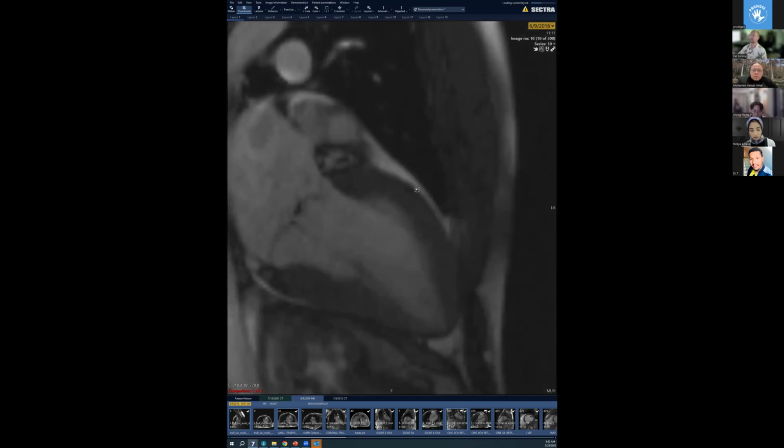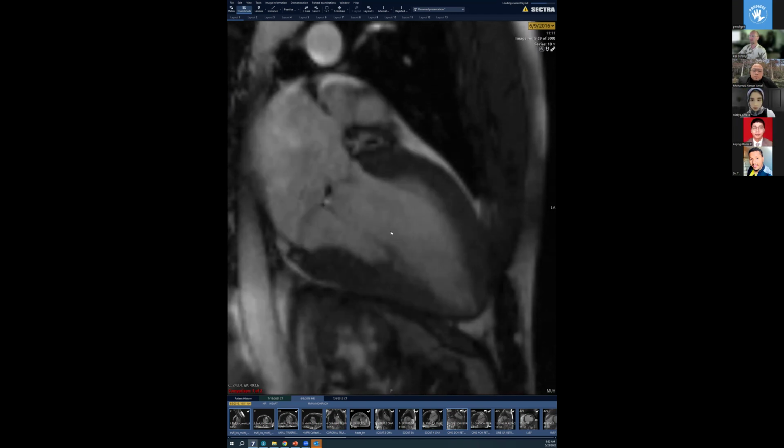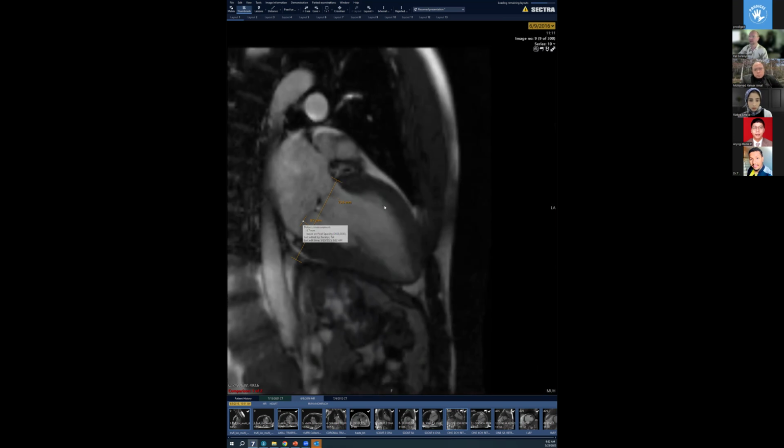So the actual landmark is where the muscle stops here and where the other leaflet touches the muscle. So this is always going to be your landmark, and you draw a line this way, and then you measure from that level the topmost part of the valve leaflet, wherever that prolapse is. Does that make sense?